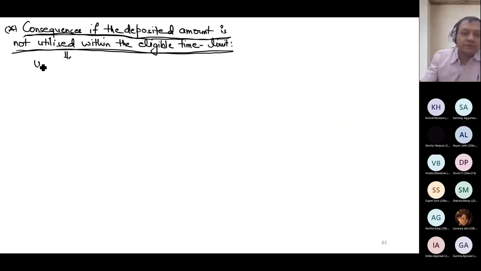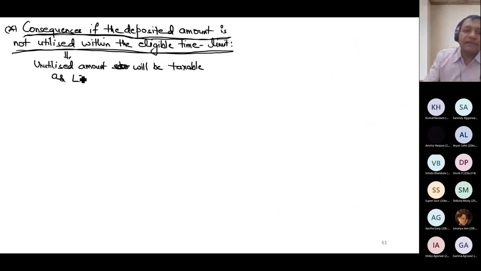Unutilized amount. Since the deposited amount reduced my LTCG, the unutilized amount should increase my LTCG. So the unutilized amount will be taxable as LTCG. This is one thing.